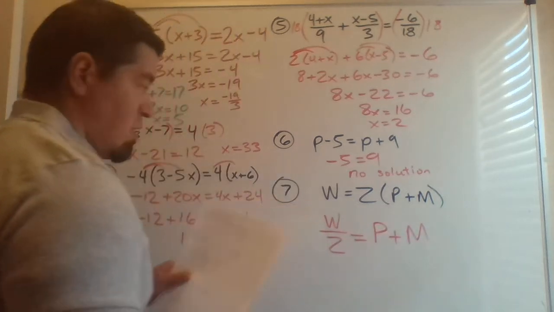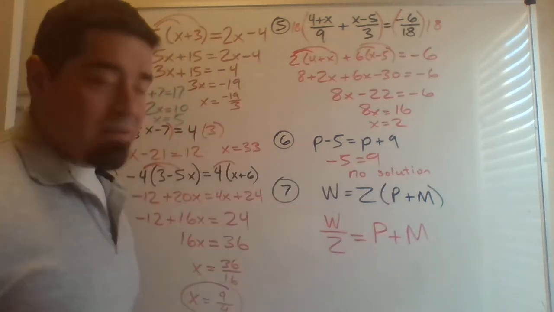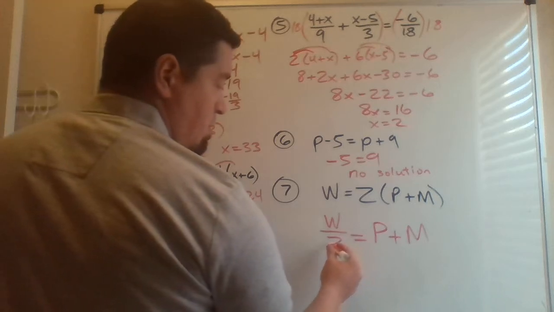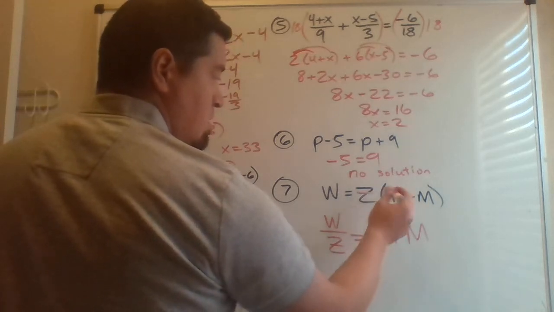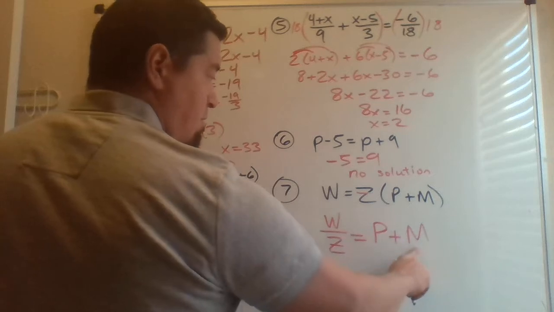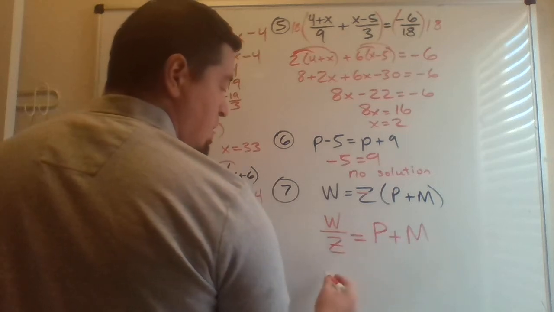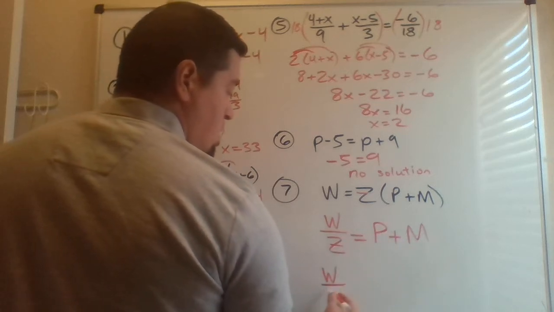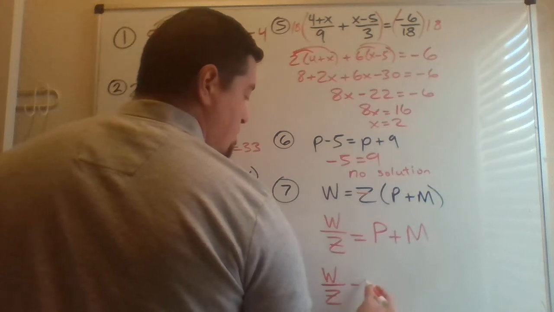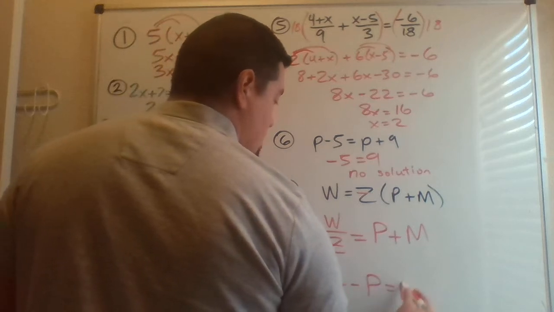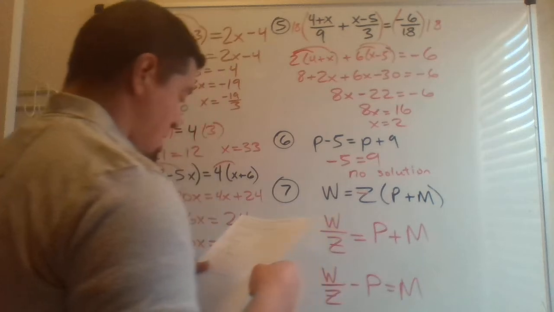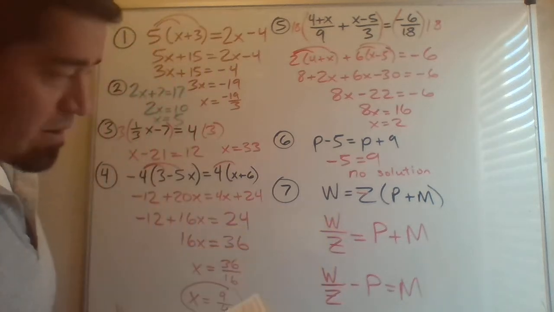Okay, so we want to solve for m. So there's only one thing left to do. I'm going to put this line just to make sure we understand that z. If I want to solve for m, I'm going to just take away p from both sides. So w over z minus p equals m. And that's the final answer.